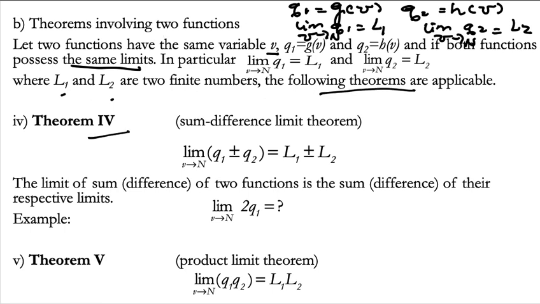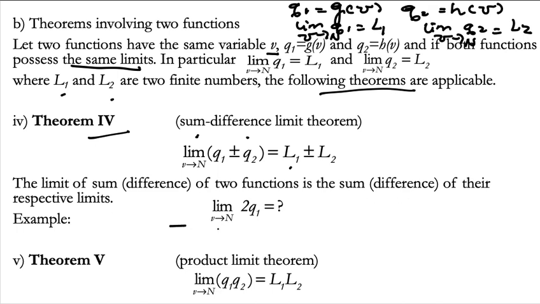Theorem 4, the sum or difference limit theorem. So theorem 4 says what? The limit of q1 plus or minus q2 as v approaches n is actually the answer for the limit of q1 plus or minus the answer for the limit of q2. That is L1 plus or minus L2. So the limit of the sum of two functions is the sum of their respective limits, and the limit of the difference of two functions is the difference of their respective limits.